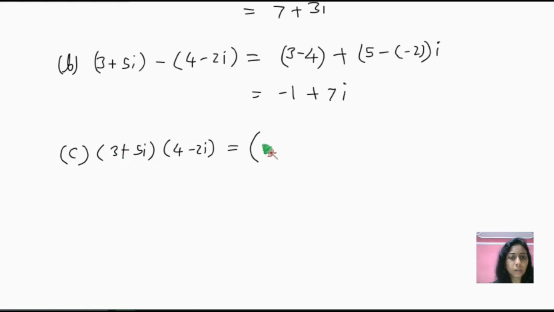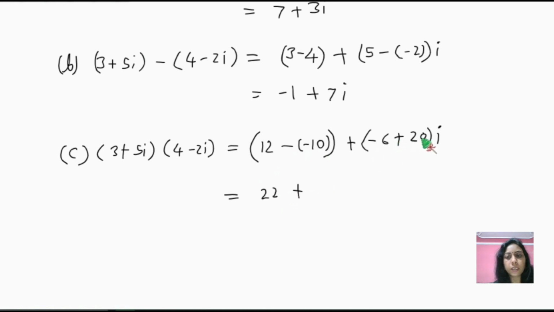So ac: 3 times 4 is 12, minus 5 times minus 2, which is minus 10, so minus minus 10. Plus, a multiplied by d: 3 times minus 2 is minus 6, plus 5 times 4 is 20i. Now 12, here minus minus is plus, so this is 12 plus 10, 22, and minus 6 plus 20 is 14i, and this is the answer.